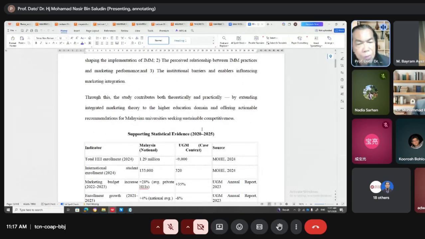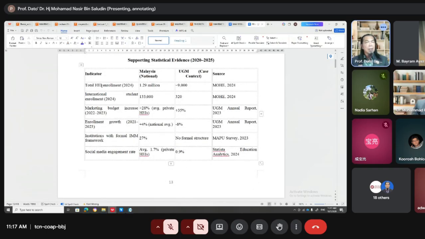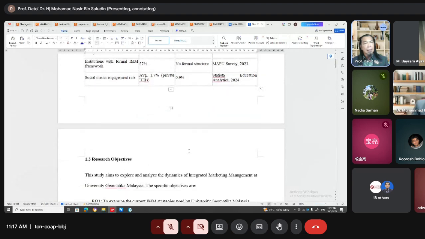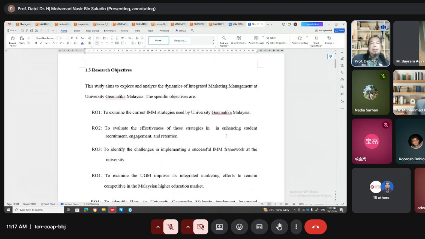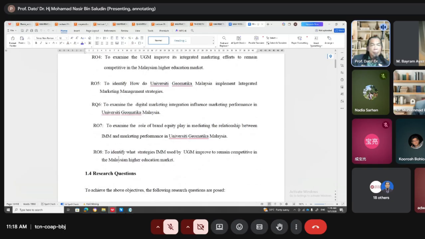Okay, and then we have the supporting statistical evidence: the indicators, total higher education enrollment and total international student enrollment, for Malaysia nationally and for UGM. That is very, very powerful data. Then from there, we go to the research objective first. This aims to analyze the dynamics of integrated marketing at Geomatica. The specific objectives are to examine the current IM strategy used by Malaysian institutions, and to identify what IM strategy is used by UGM to remain competitive.